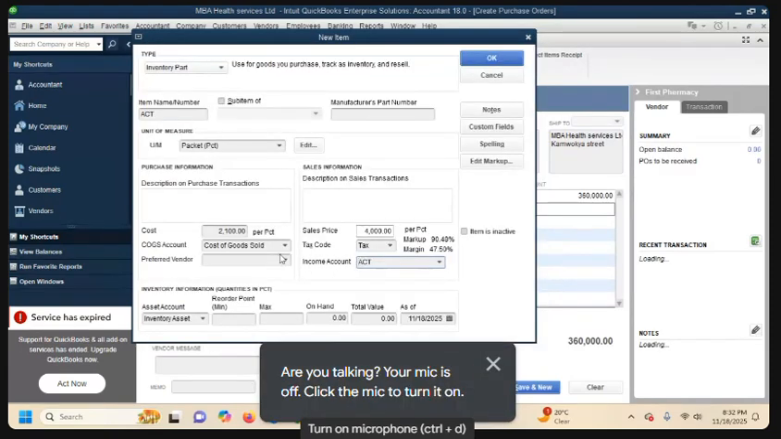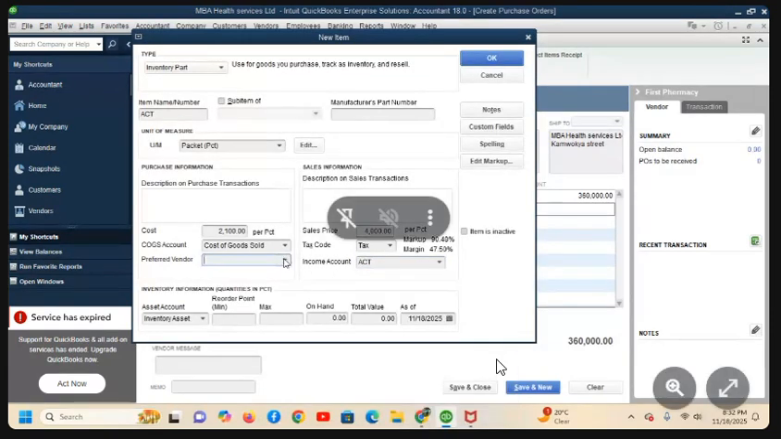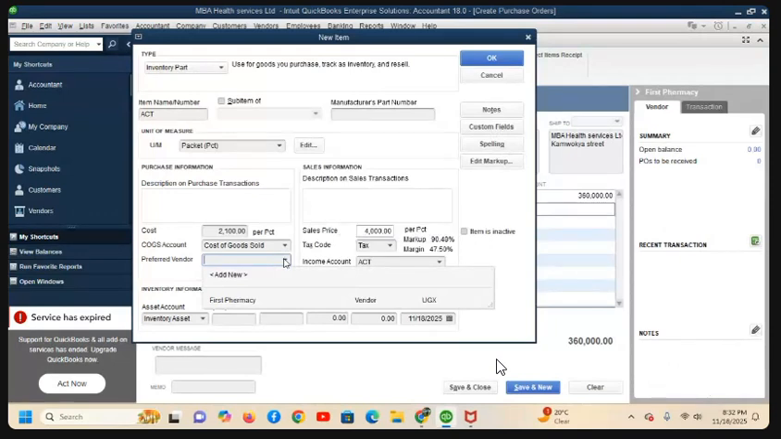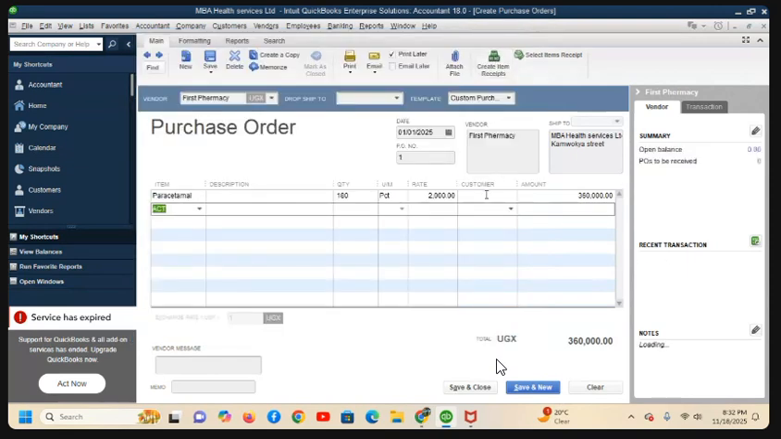So we can see the preferred supplier. Where are we buying? Let me say that we are getting it from First Pharmacy, and I can click here. Okay. Then how many packets can we order? We order for 50. 50 packets.